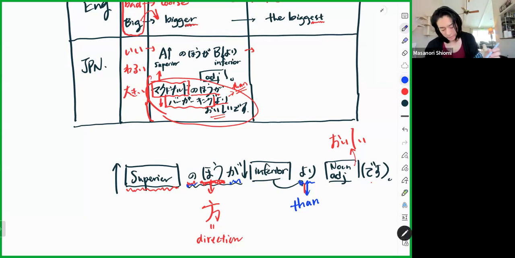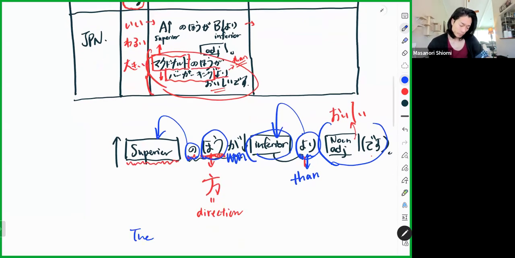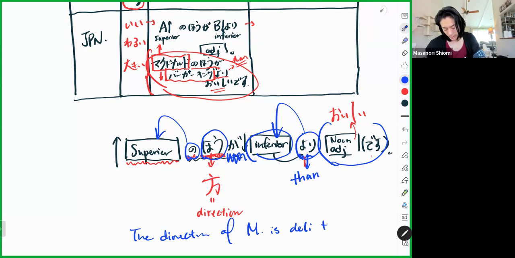My justification for that is that by getting used to my handwriting, you get to read other people's handwriting. So I know it's just an excuse, but with this, the literal meaning will be: the direction of McDonald's is delicious than Burger King. Okay, which would mean McDonald's is more delicious than Burger King. All right.